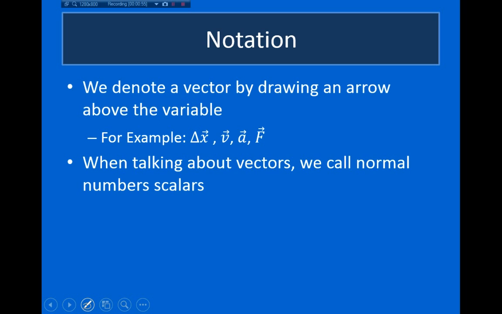We denote a vector by placing an arrow above the variable. So for example, here we've got the change in position, velocity, acceleration, and force. All of these things are vectors, and the arrow above them indicates that these things have direction. When we talk about vectors, we call normal numbers like 2 or 3 or 4, something that doesn't have direction, we call those things scalars.